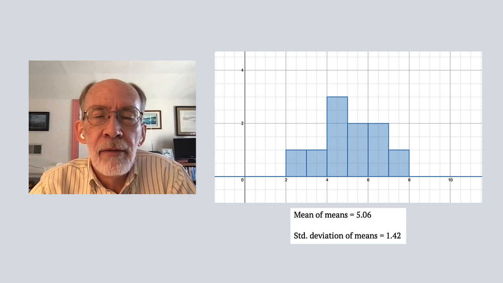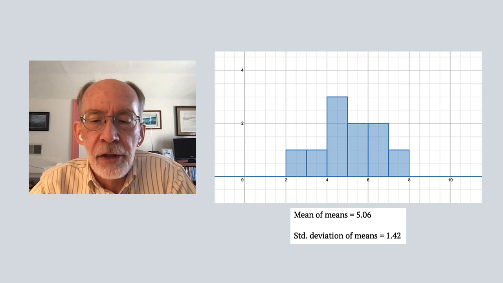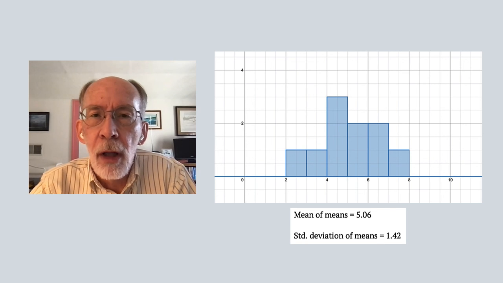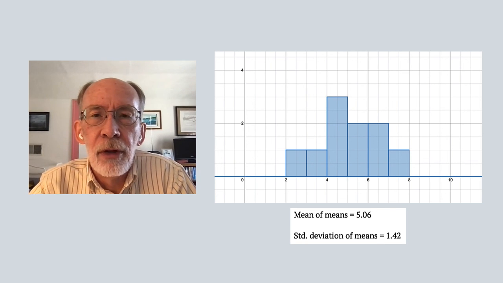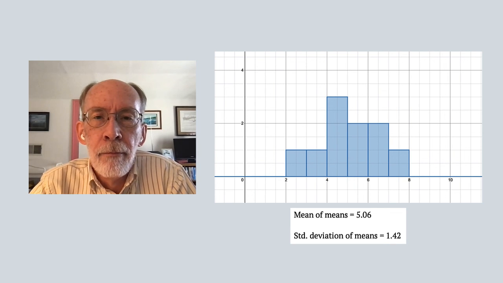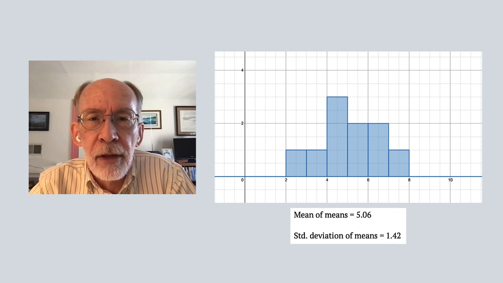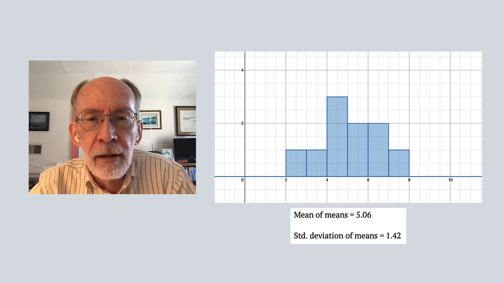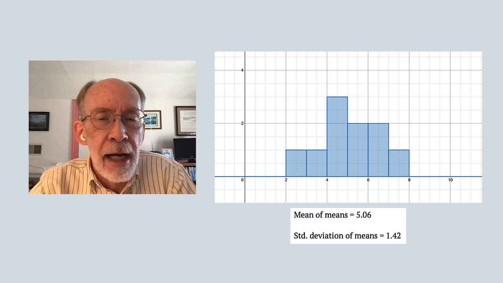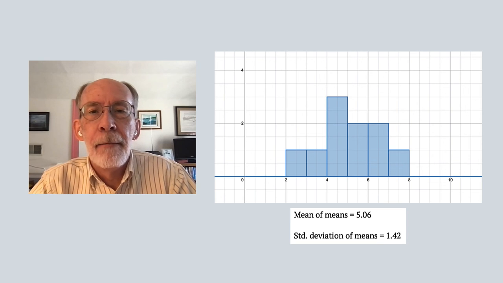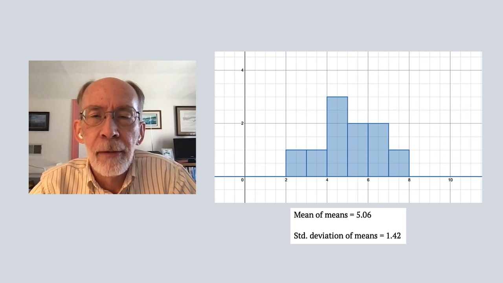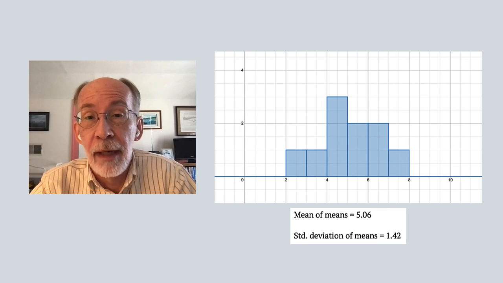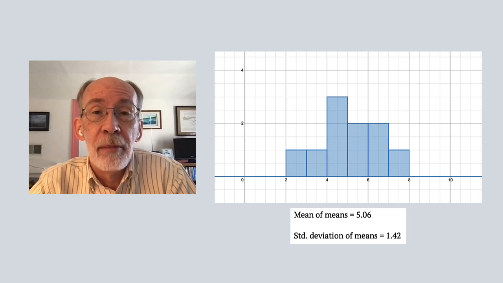So the mean of these means is in the neighborhood of, but not identical to, the mean in the population, and the standard deviation of these means is somewhat smaller than the standard deviation in the population, 1.42 as compared to 2.87. So right away, we see a couple of things of importance. The behavior of the means is not identical to the behavior of the original numbers in the population. And this is a very important fact because it should cause us to be cautious about the inferences we draw about the population based on the sample, because the sample may not necessarily capture exactly what the population is doing.